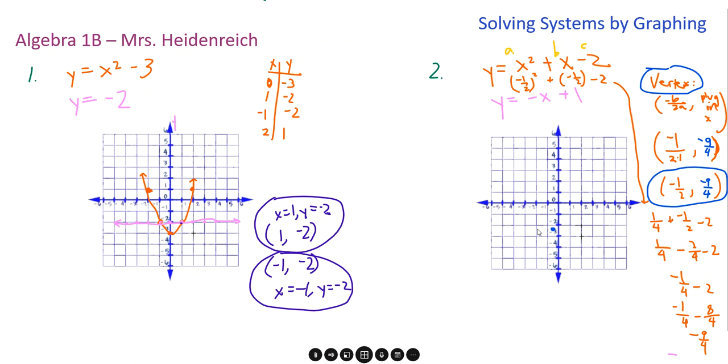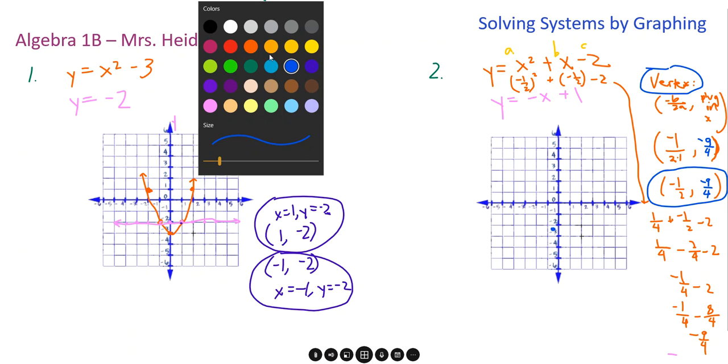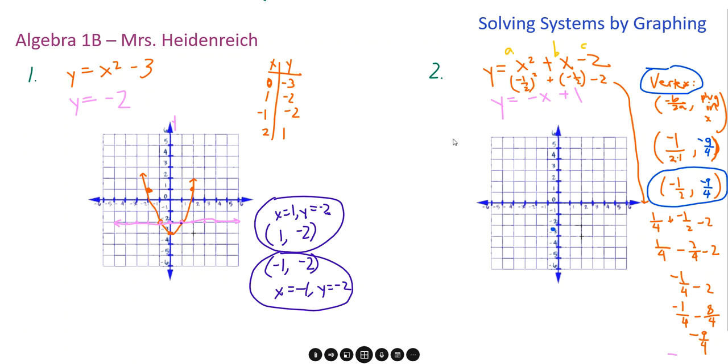So there's my vertex. Let's go ahead and plug in some points around the vertex and see what we get. I'm going to choose to plug in easy ones, not fractions. So this table is still for this equation. Plug in 0. You get 0 squared plus 0 minus 2. 0 plus 0 minus 2, well, that's negative 2. 0, negative 2.